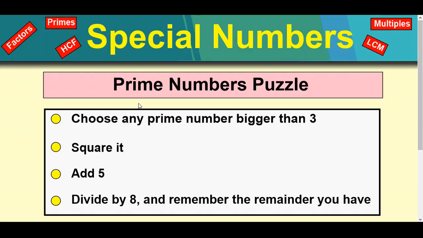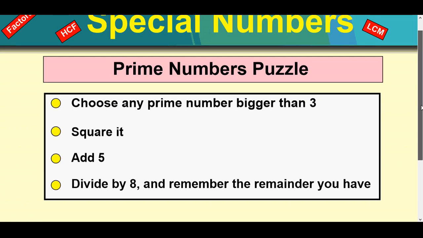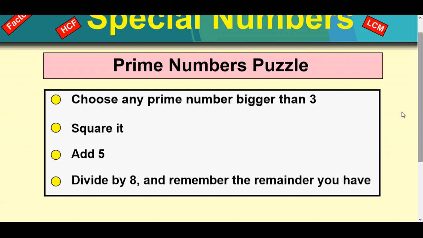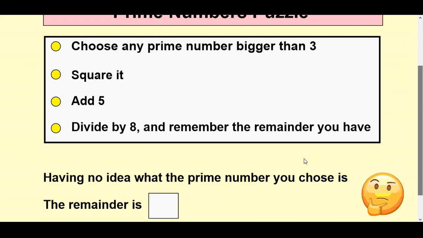Right, let's try this wee thing. I bet you I can guess what your answer is. So prime number puzzle. Choose any prime number bigger than 3, any one you want. Square it, which means multiply it by itself. Add on 5. And then divide your answer by 8 and try and remember the remainder you have. Okay, and this works for any prime number you can choose bigger than 3. Now, without me knowing what you did in your head, bet you your remainder's 6. Now, why don't you go and try and work out why that worked? I'll leave that for you to think about.